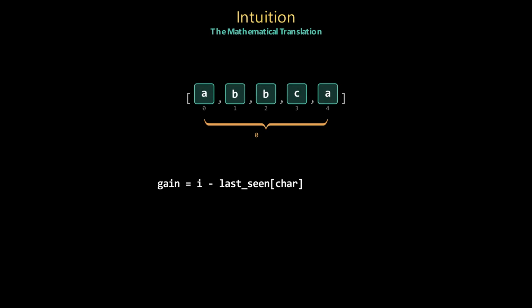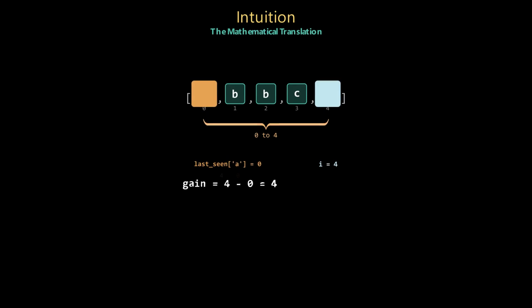Mathematically, the number of substrings that actually benefit from our new letter is exactly equal to the distance between our current index I and the character's previous location. By tracking the last seen position of all 26 English letters, we can compute this score step in constant time.